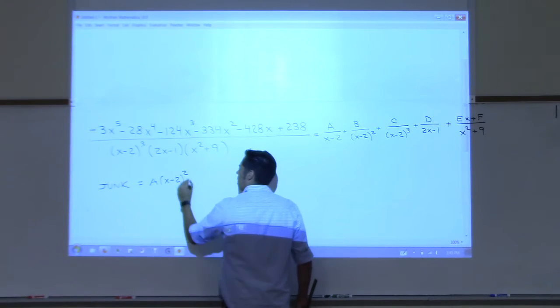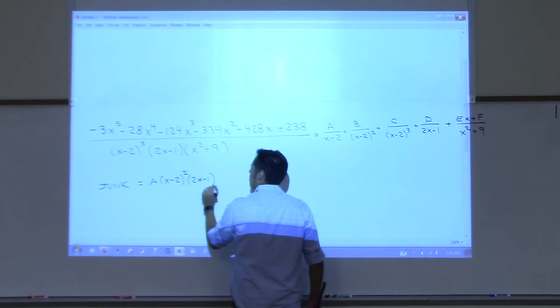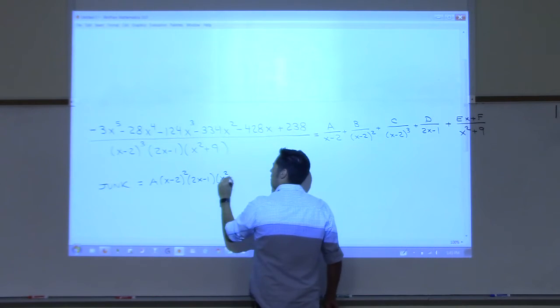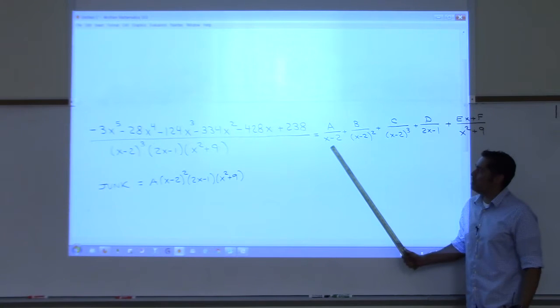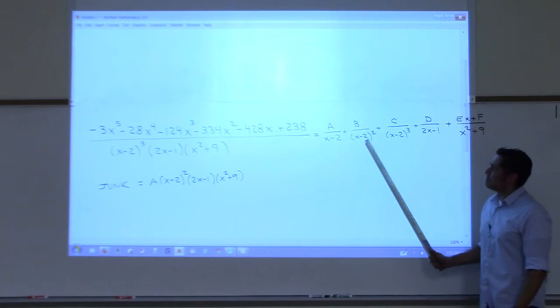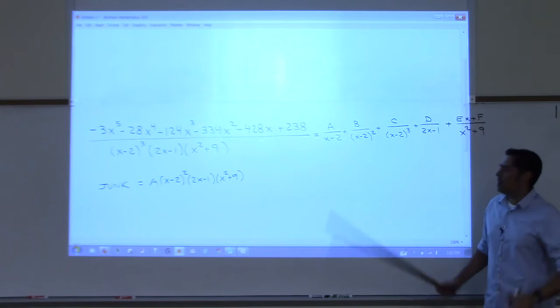What else? 2x minus 1. Okay, 2x minus 1. Anything else? X squared plus 9. That's what would be left in front of the A. The only thing that went away was one factor of x minus 2. And the next one, I'm going to lose two factors of x minus 2.